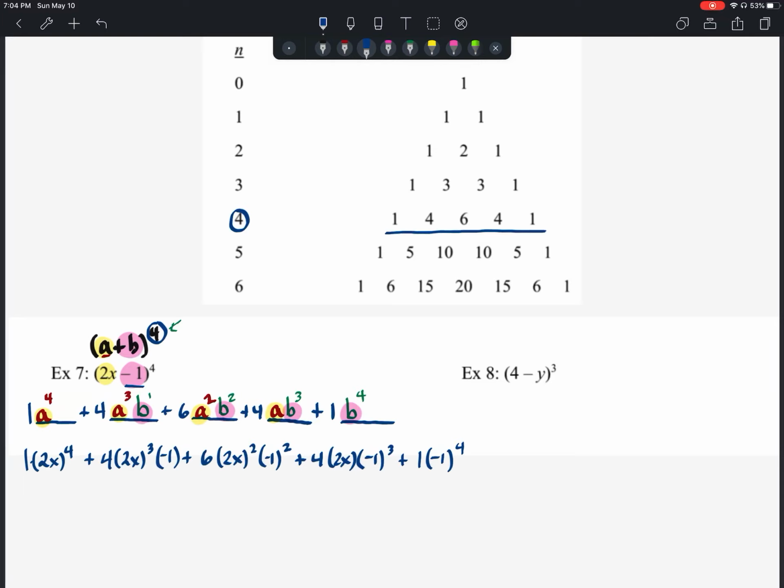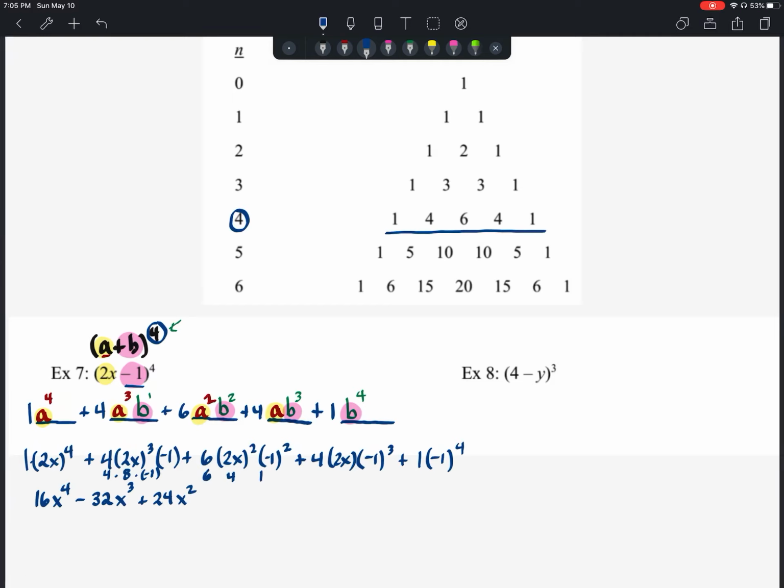All we need to do now is simplify it down, and we'll be finished with this problem. So 1 times (2x) to the 4th. Well, this is like a 2 to the 4th and an x to the 4th, so that should be 16x to the 4th. The next one, we've got 4 times 2 to the 3rd, which is 8, times a -1. So when you multiply that together, you should get a -32x to the 3rd. For the next one, you've got a 6, you've got a 2 squared, which is 4, and you've got a (-1) squared, which is 1. So 6 times 4 times 1 should be 24, and that would be x squared.